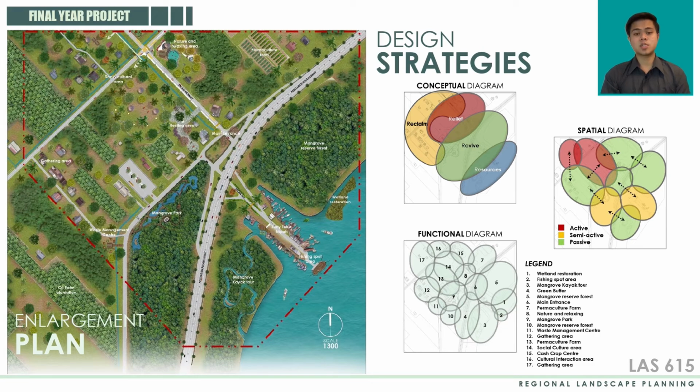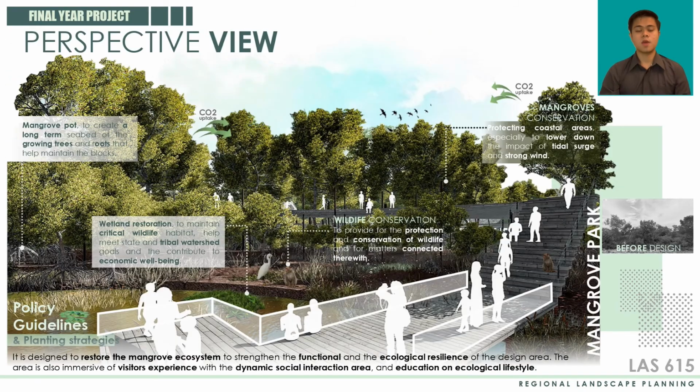Next is the spatial diagram. I separate a few areas according to each activity, either active, semi-active, or passive. From there, I came out with the functional diagram, which shows the proposed areas based on the spatial diagram and refers to the legend. Furthermore, this is my perspective view located at Mangrove Park. It comes with a planting strategy and design policy.